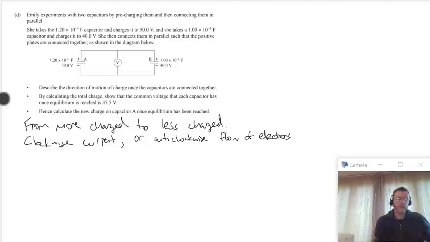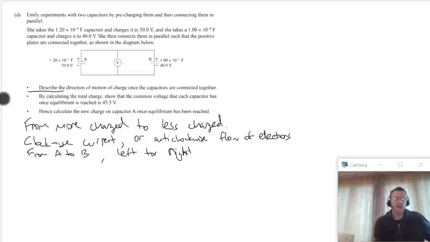We could also say from A to B, or left to right. Lots of ways of describing what's happening with the charge. So those are some possibilities. That only gets us this, which is probably going to be an achieved point.